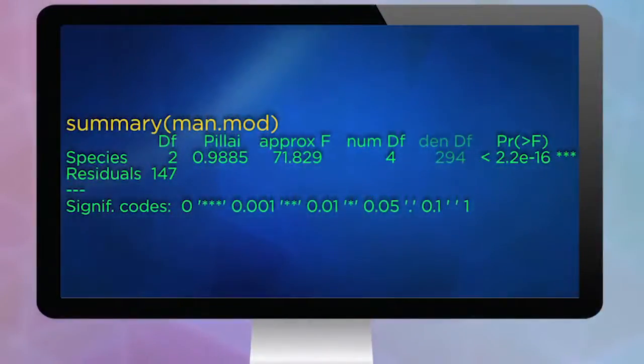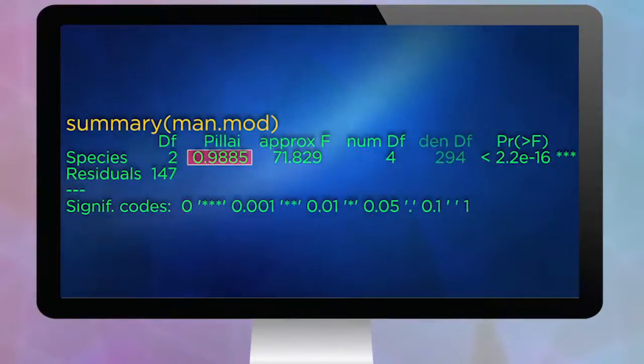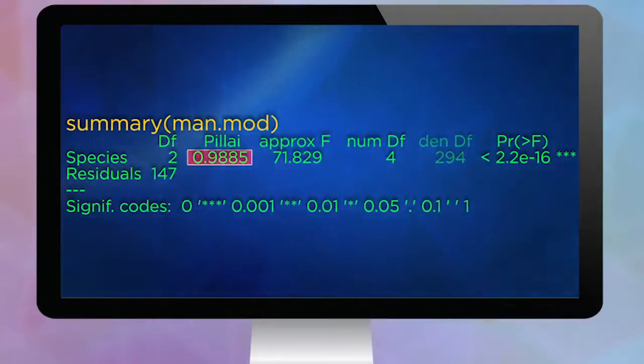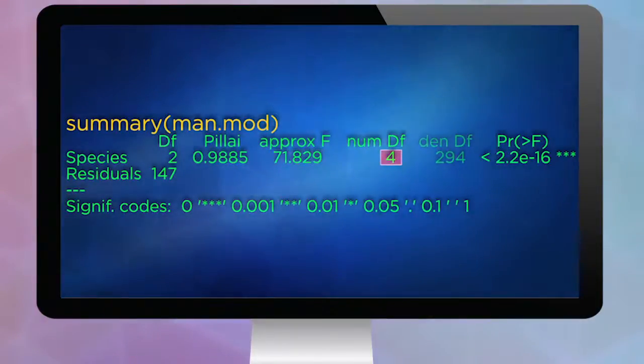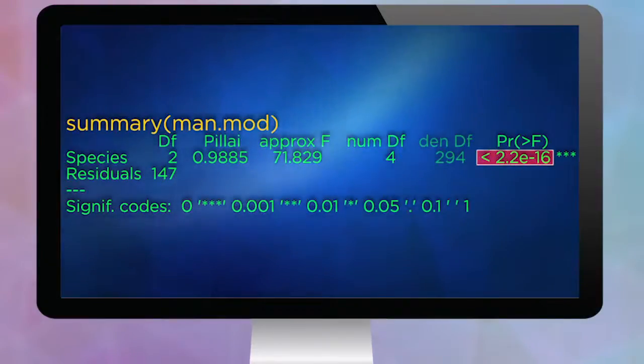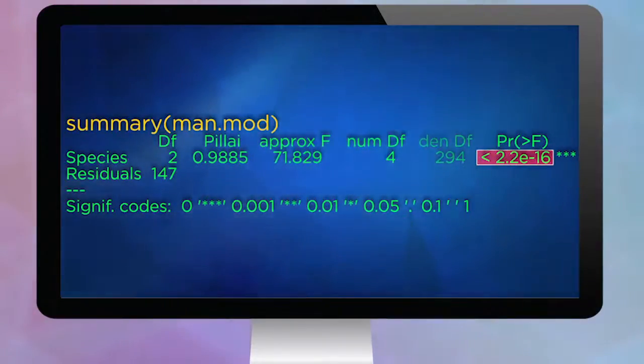In fact, it's better to look at a summary of your Manova model. So let's do summary of man.mod so we can actually see if there's significance. Now notice in this output, we get our species with 2 degrees of freedom, and we get a Pillai value. So Pillai is just one method of doing a multivariate ANOVA. There's actually 4 different methods, but this is the default. R gives us an approximate F value and associated degrees of freedom, and then notice our p-value, which tells us that species is significant and is significant relative to sepal length and petal length.